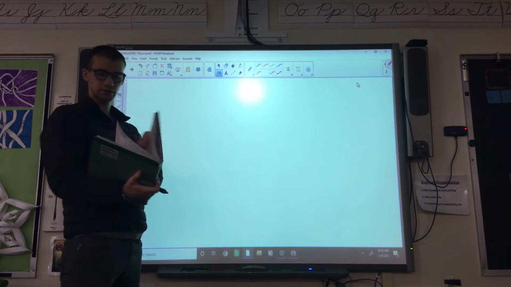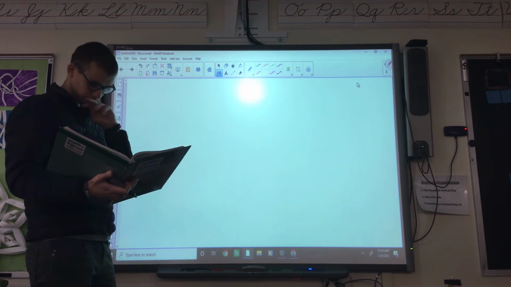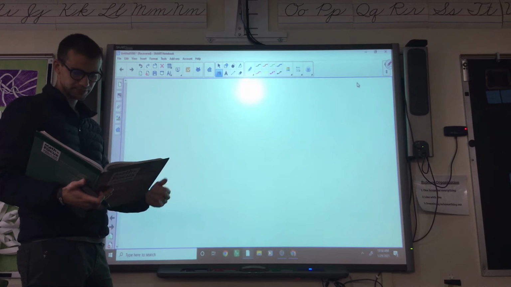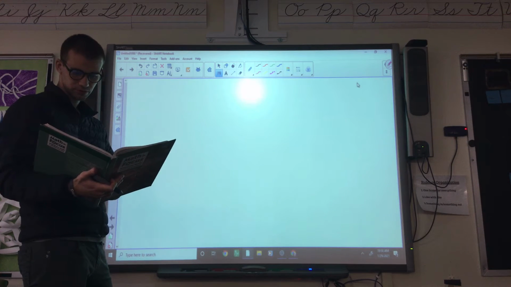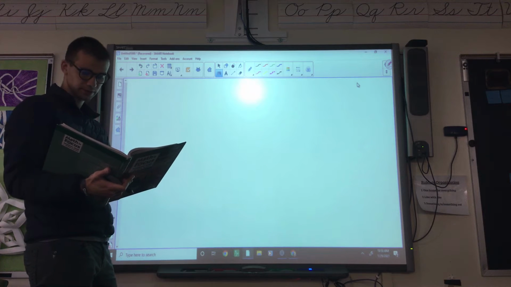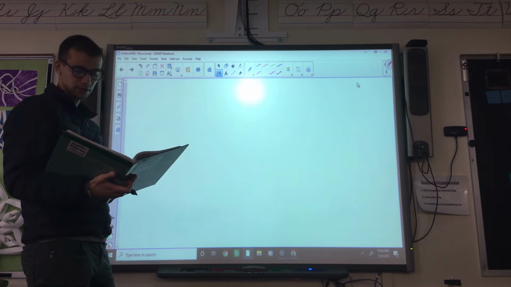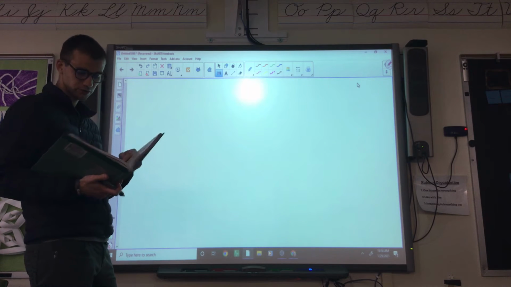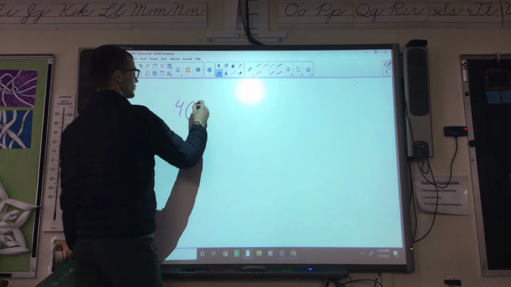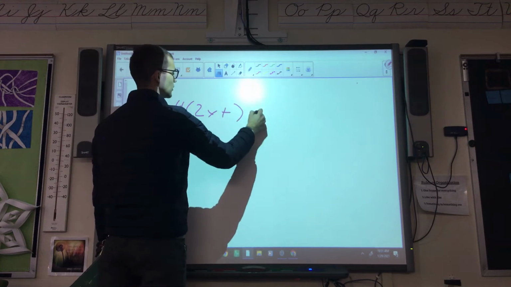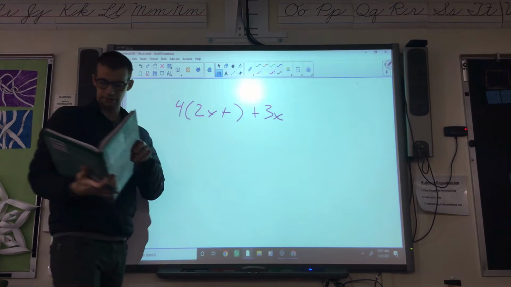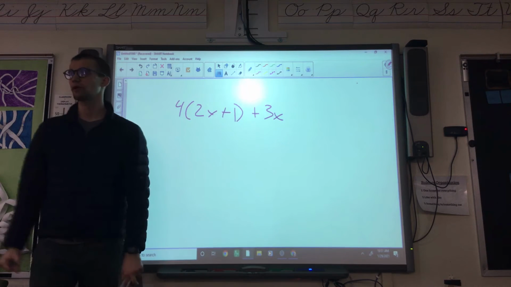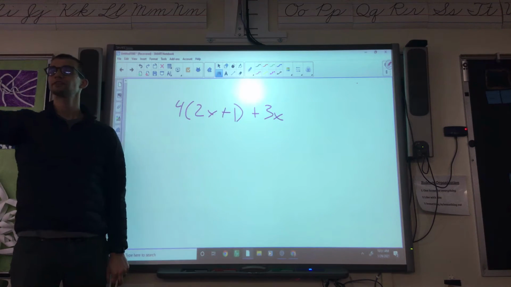Okay, we're at day 3 of 3.4, page 157, expanding and simplifying algebraic expressions. So it says, to simplify an expression like 4 times the quantity 2x plus 1, plus 3x, the first thing we have to do is write on a sticky note.